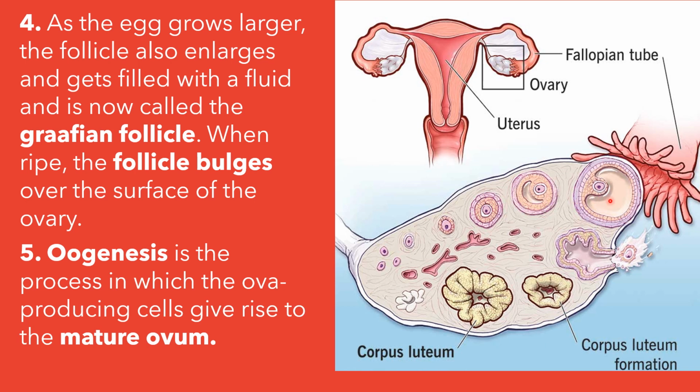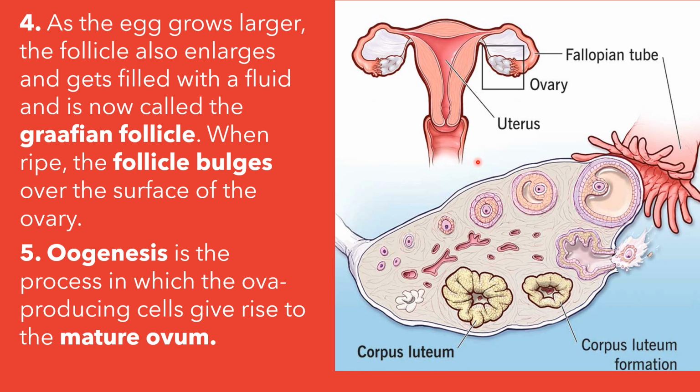When ripe, the follicle bulges over the surface of the ovary. Here you can see that this is the ovary, a pair of ovaries in the female reproductive system. When the egg or ovum matures, the Graafian follicle bulges over the surface of the ovary. Here you can see clearly.